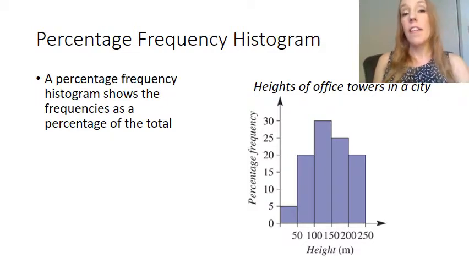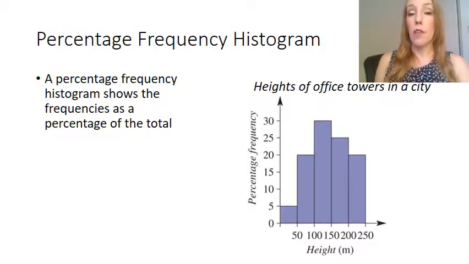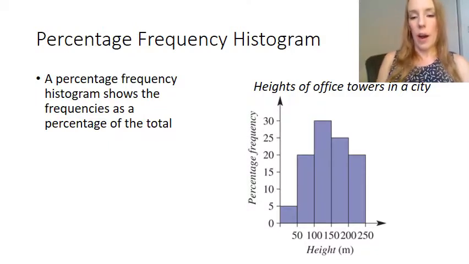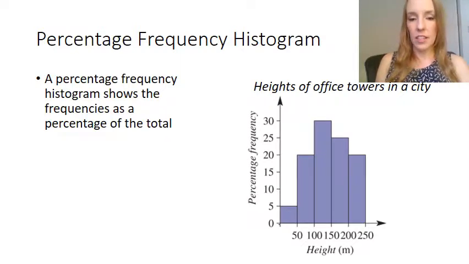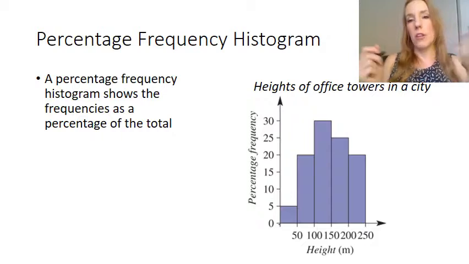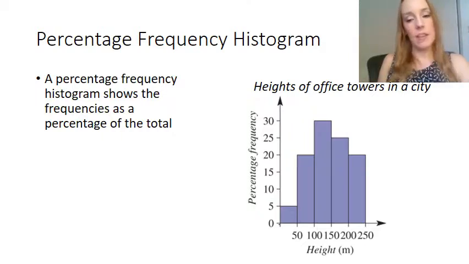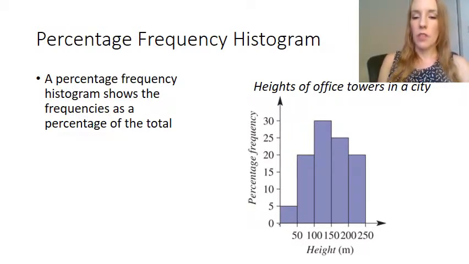Okay, so there's another type of histogram which is called a percentage frequency histogram. A percentage frequency histogram shows the frequency as a percentage of the total. So for instance, here we've got heights of office towers in a city. Our heights range from 0 to 50. Notice this time there's no gap on the left-hand side. That's because we are starting at 0. So 0 to 50, because there are some low towers that would be less than 50 meters tall. 50 to 100, 150 to 200, 200 to 250.